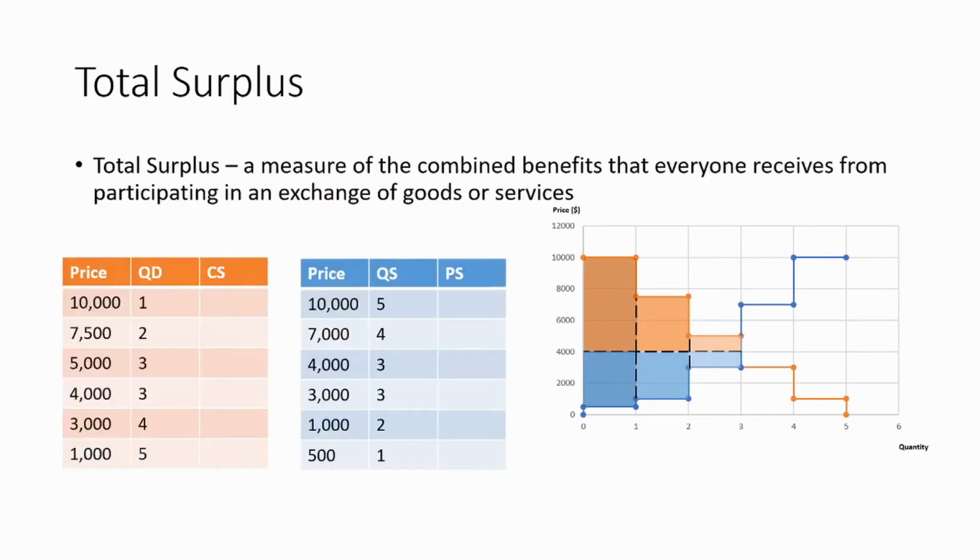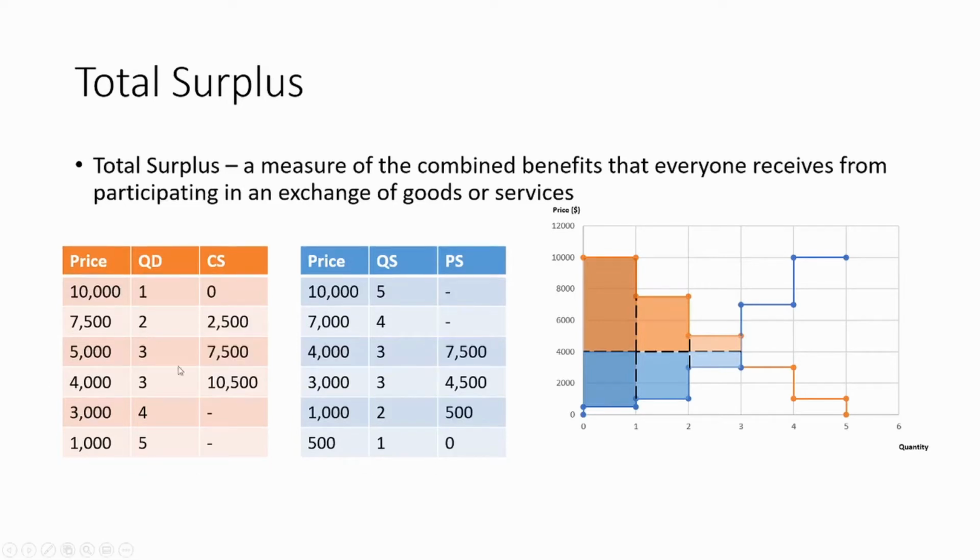We can actually add up all of these individually using a demand schedule and a supply schedule again. If we look here, we can look at who's in the market at each price and how much consumer and producer surplus they would be getting. So we set the price at $4,000. We can actually fill this out.